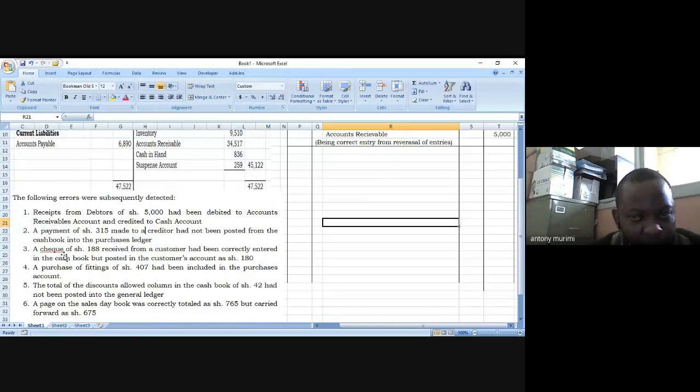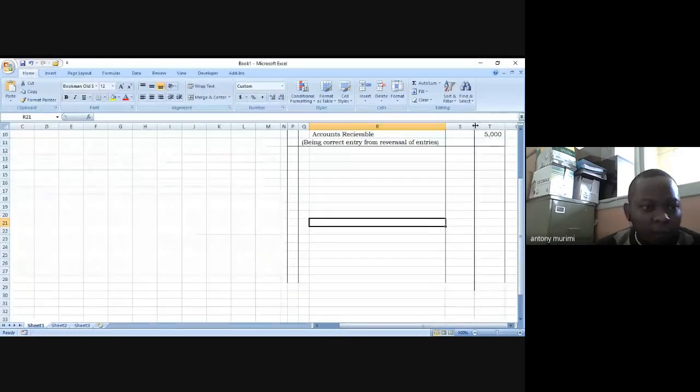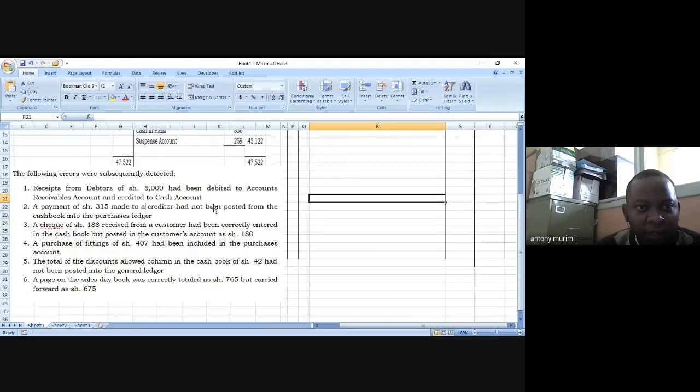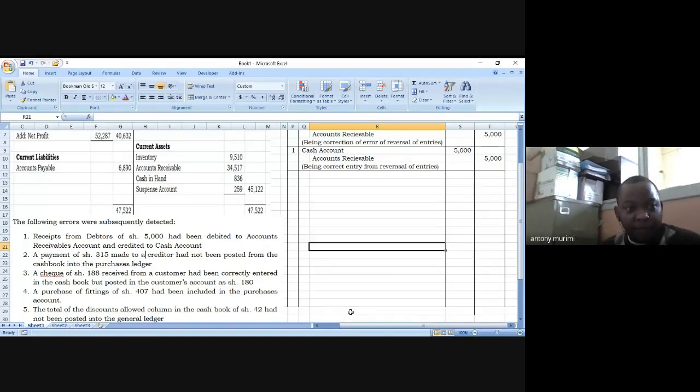That is number 2. A payment of 315 made to a creditor had not been posted from the cash book into the purchases ledger. So we are told that there was a problem in the purchases ledger, an omission from the purchases ledger, but the entry in the cash book is okay. The only problem in this case is in the purchases ledger. The purchases ledger has not been debited.